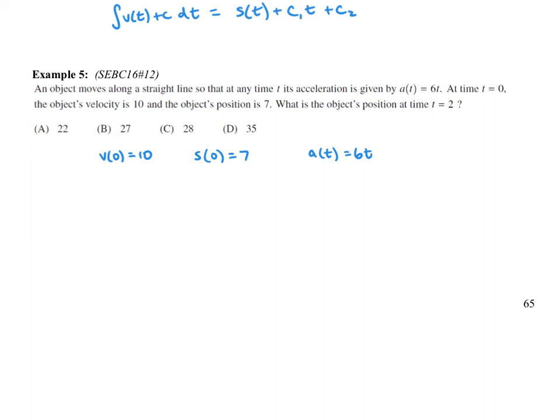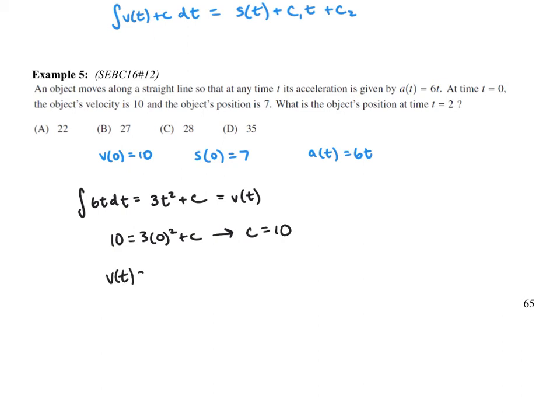Our first step is that we're going to integrate the acceleration, which is 6t, and that gives us 3t squared plus c. That's going to be a model for our velocity, which means that we can use our velocity's condition at 0 to figure out what c is. So c is equal to 10, and our velocity is equal to 3t squared plus 10. So that's our first step.